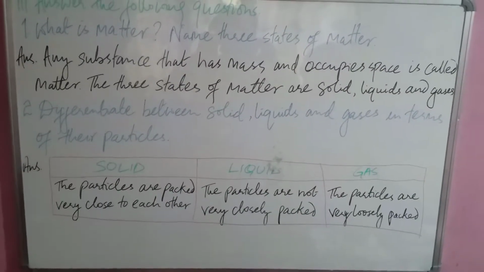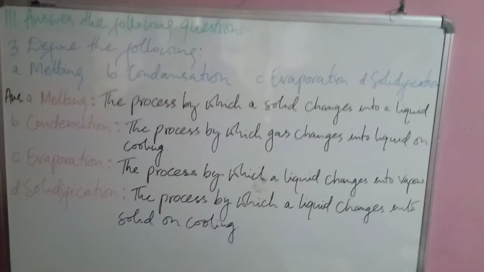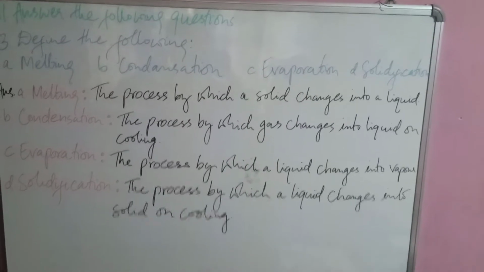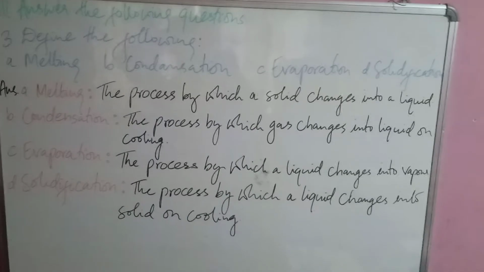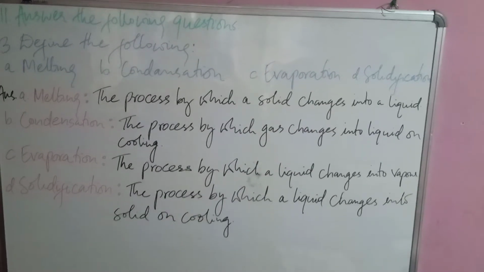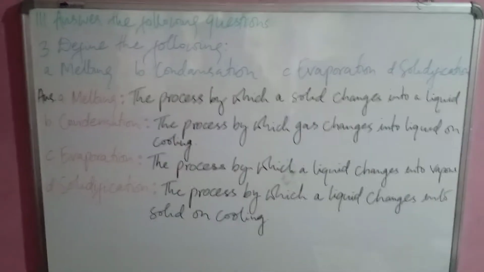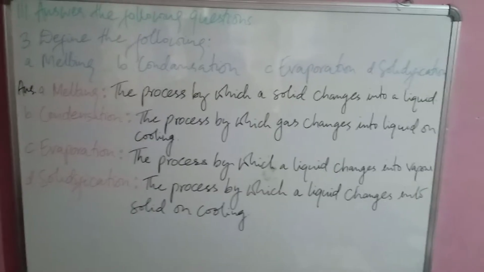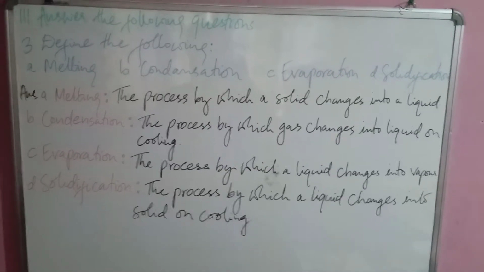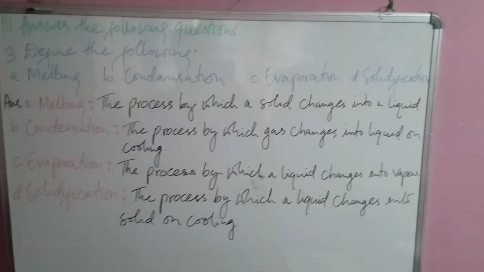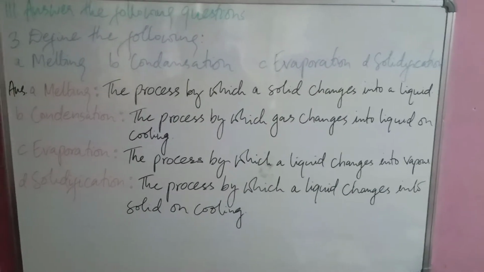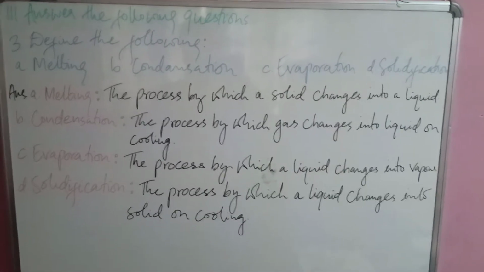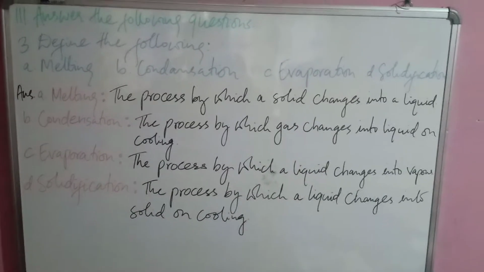Moving on. Question number 3, define the following: melting, condensation, evaporation and solidification. So you have to write, melting is the process by which a solid changes into a liquid; condensation is the process by which a gas changes into a liquid on cooling; evaporation is the process by which a liquid changes into vapor; and solidification is the process by which a liquid changes into a solid on cooling.